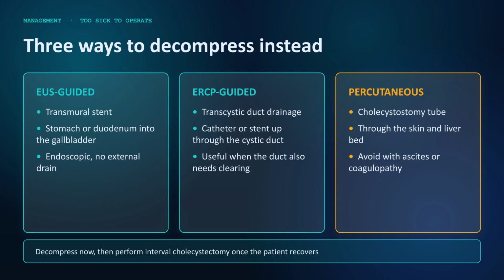What if the patient is too unstable to operate? You still have to relieve the obstruction. There are 3 routes. Endoscopic ultrasound-guided transmural drainage, which places a stent from the stomach or duodenum directly into the gallbladder. Endoscopic retrograde cholangiopancreatography with transcystic duct drainage, which passes a catheter or stent up through the cystic duct. And percutaneous cholecystostomy, a drain through the skin and liver bed, avoided if there is ascites or coagulopathy. Then operate later once the patient recovers. One caveat: a drain treats the attack. It does not treat the stones. So plan the definitive operation before that patient goes home.